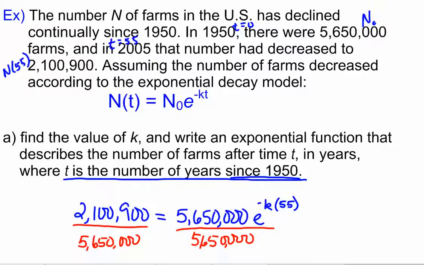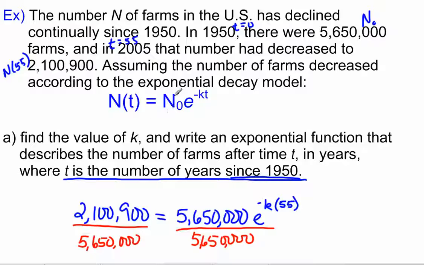Okay, this is an example of exponential decay, and we're going to have to work just a little bit harder to actually come up with the decay function. We're told that the number of farms in the U.S. has declined continually since 1950, and in that year we had 5,650,000 farms, but by 2005 that had decreased to 2,100,900. We're going to assume we're following an exponential decay model, so I'm using an n here for number instead of a p for population.